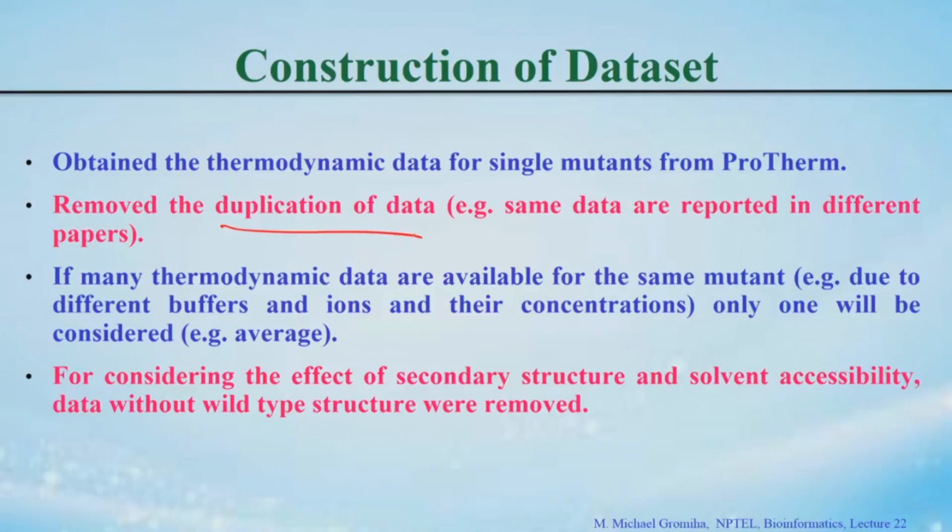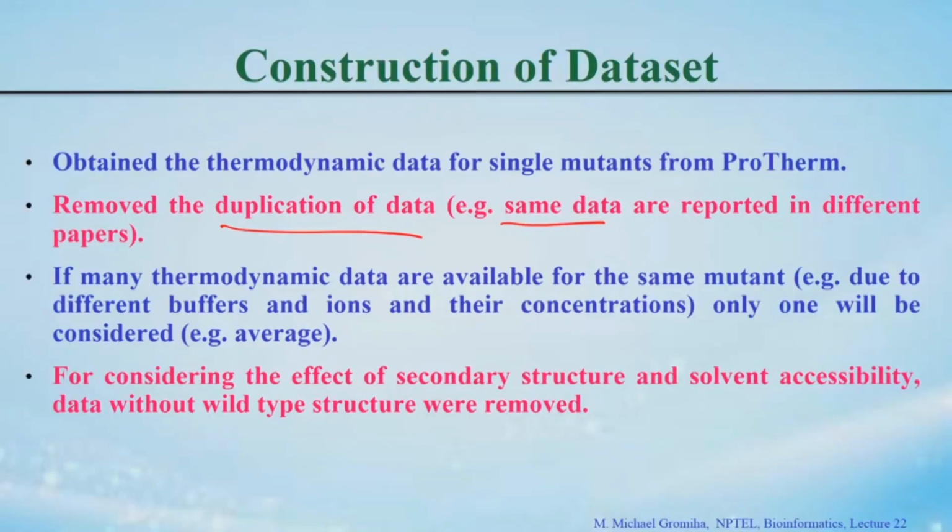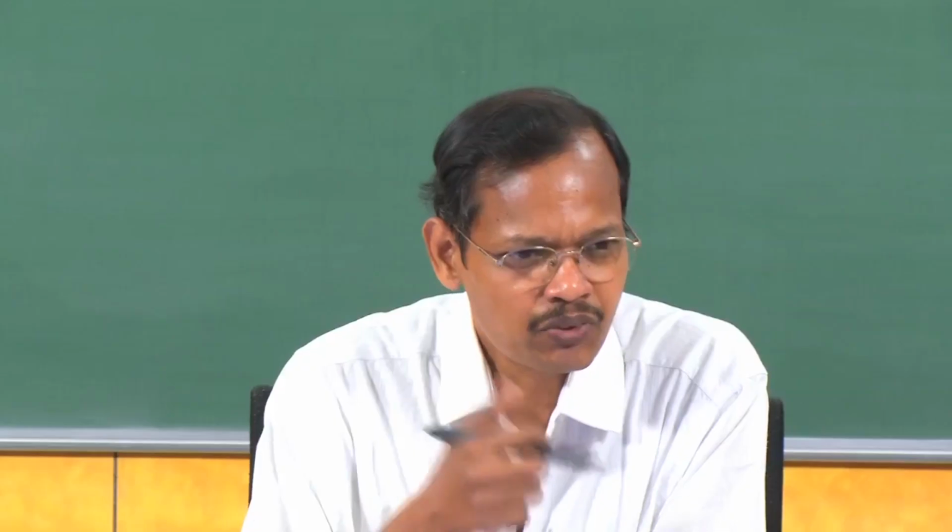It is also possible that the same data is reported in different papers, because research is open to everyone. Not necessarily only one group does a particular type of research, because it is very competitive. Many groups work on the same proteins at the same time, and when they get the data, they publish it with their information. So it is possible to have the same data from different groups. ProTherm considers all the papers published in the literature, because we are not sure which one we need to take. So we have to remove the duplication in different ways.